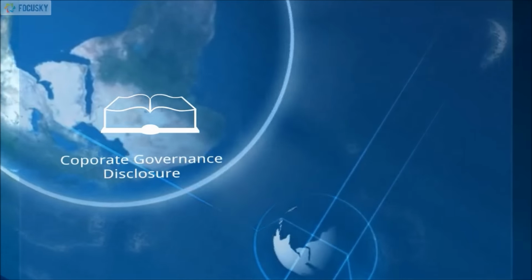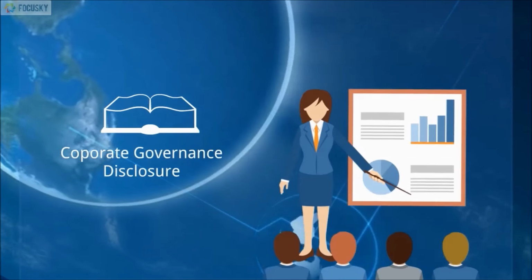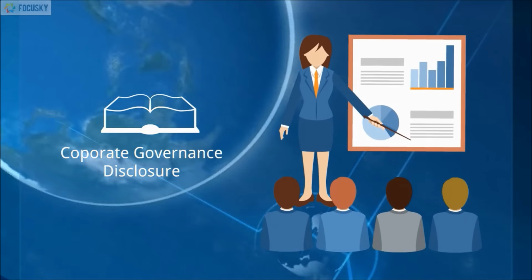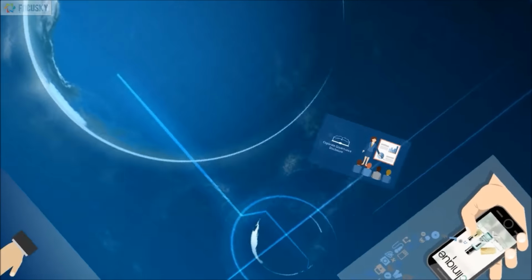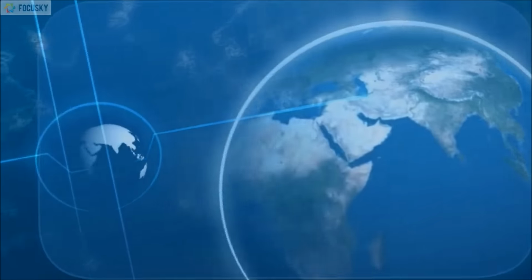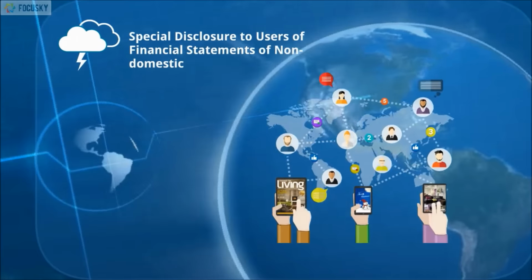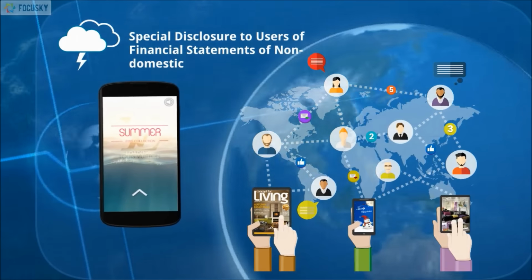The next is corporate governance disclosure, which describes how a corporation is operated and controlled. And the last one is special disclosure to users of financial statements of non-domestic companies.